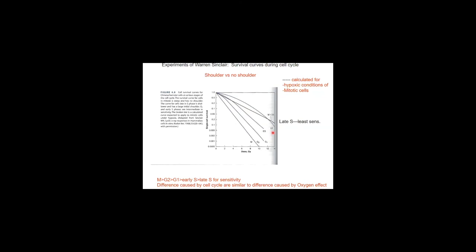Here we have these M phase cells out here. What are these? These are M phase cells that have been treated under hypoxic conditions. So right away, what you can see is compare M phase in oxic versus hypoxic conditions. Hypoxia makes the cells be radio resistant. That's going to be an important theme for us. We're going to come back to it in two or three topics, but it is a very important point.